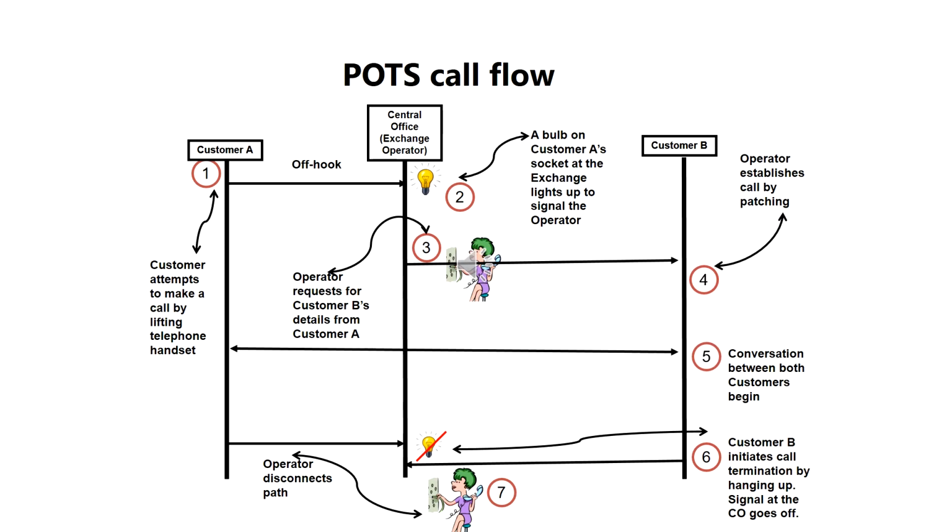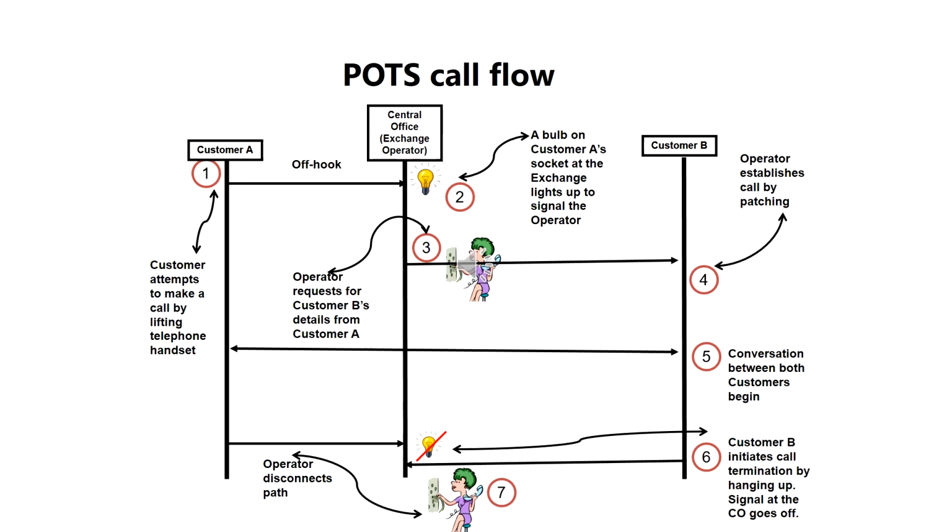The call flow process has been summarized into 7 steps. 1. Party A lifts handset to initiate a call. 2. A signal bulb lights, alerting the operator at the telephone exchange. 3. The operator talks to the calling party and requests for the name of the other party to receive call. 4. Operator patches socket of calling party to socket of remote party to establish call.